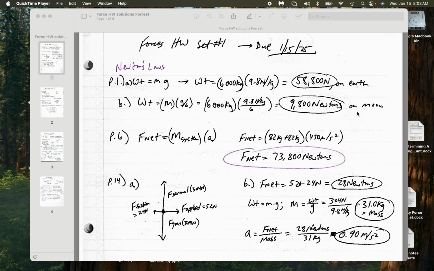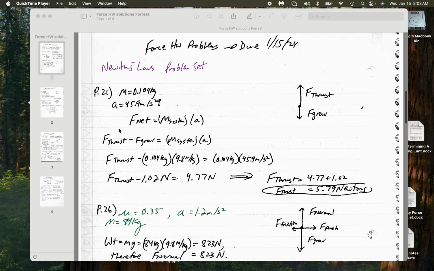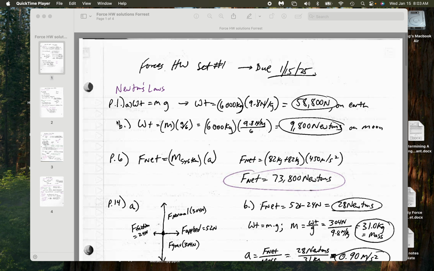Solutions to the homework problem set 1, which really is all those ones on that page. I think that was a little unclear. They just happen to be from two different parts on the Physics Classroom.